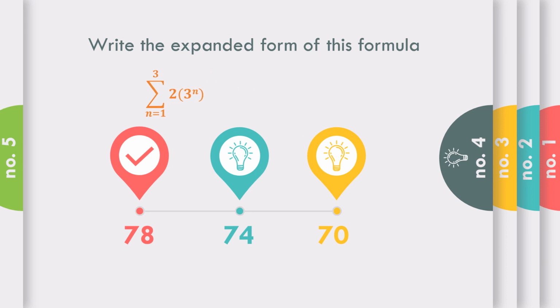How to get 78? If we replace the value of n by 1, 3 to the 1 is 3 times 2, that is equal to 6. 3 squared, that is 3 times 3 is 9, times 2, that is equal to 18. 3 cubed is equal to 27, times 2, that is equal to 54. If we add all in all, the answer is equal to 78.